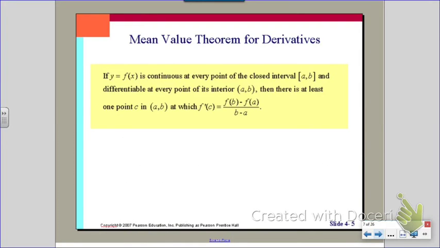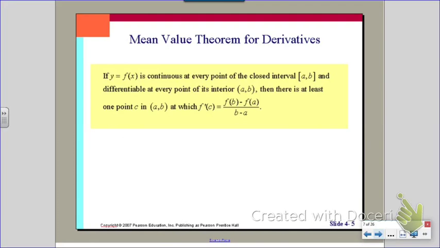The mean value theorem for derivatives states: if y equals f of x is continuous at every point on the closed interval from a to b and differentiable at every point on the interval from a to b, then there is at least one point c in the interval from a to b at which the derivative, f prime at c, equals f of b minus f of a over b minus a.